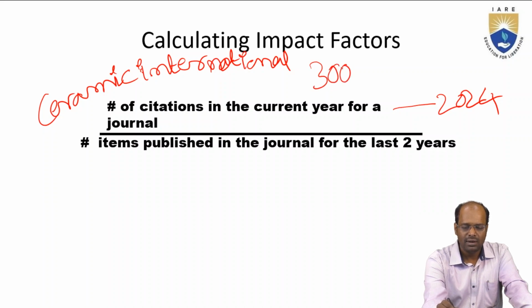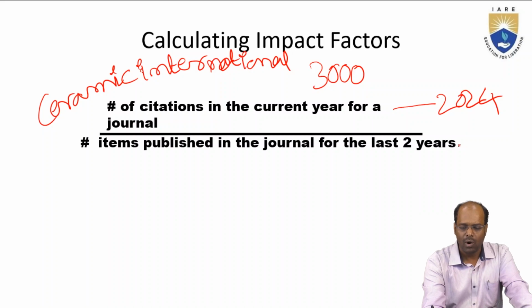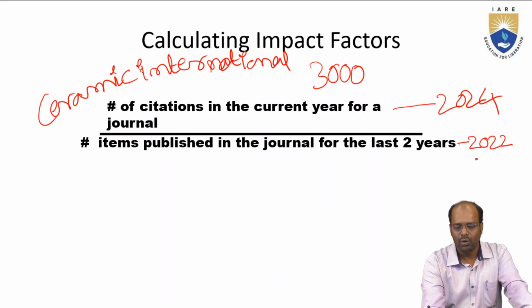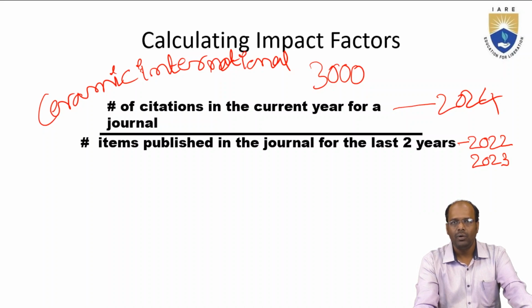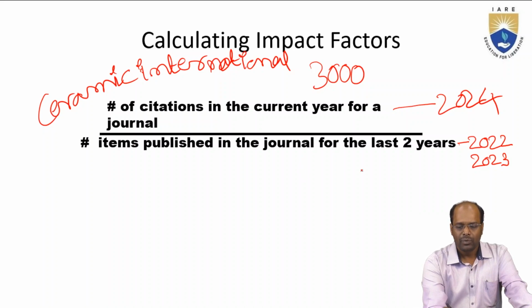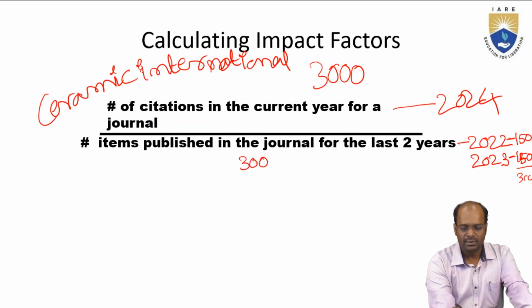Suppose you have 3000 citations in that particular year 2024, and the number of items published in the journal for the last 2 years. Last 2 years means what? It means those published in 2022 and 2023, the 2 preceding years. How many articles are published in this particular journal? Suppose in 2022 it published 150 articles, and in 2023 another 150 articles, just assume. So 300 in total for 2022 and 2023 combined.